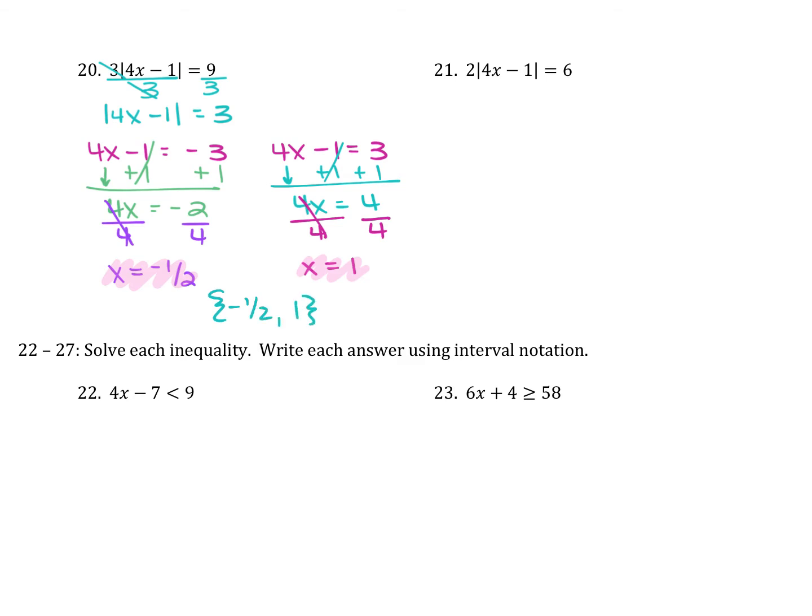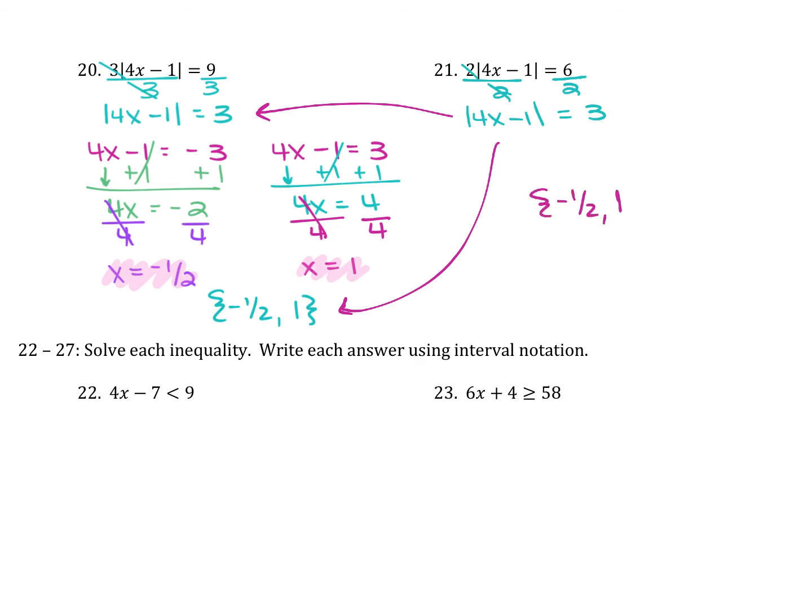Doesn't matter. For number 21, we have 2 times the absolute value of 4x minus 1 is equal to 6. For this one, we're going to divide each side by the 2 to begin with, just like we did on the one before this. That gives us the absolute value of 4x minus 1 is equal to 3. This is giving you the same exact thing as the one before it. So what are your answers going to be? It's going to work out to be the same exact answers.